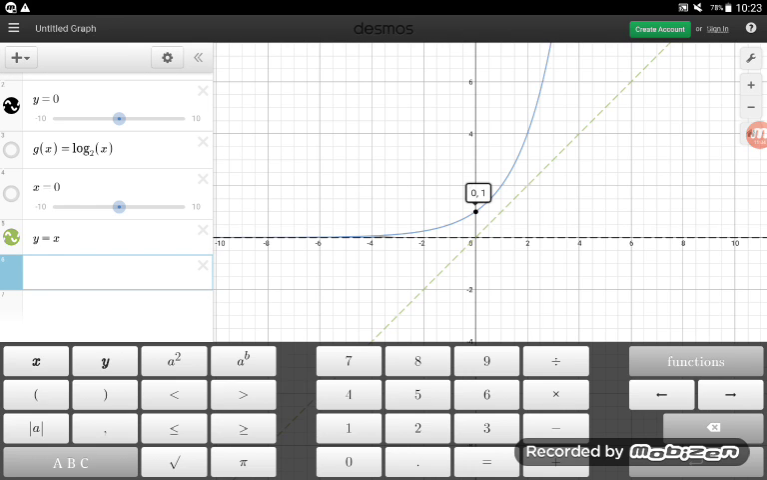is going to be where? If it's inverse, we switch x and y, so that would be at 1, 0. And we'll see if that's true.